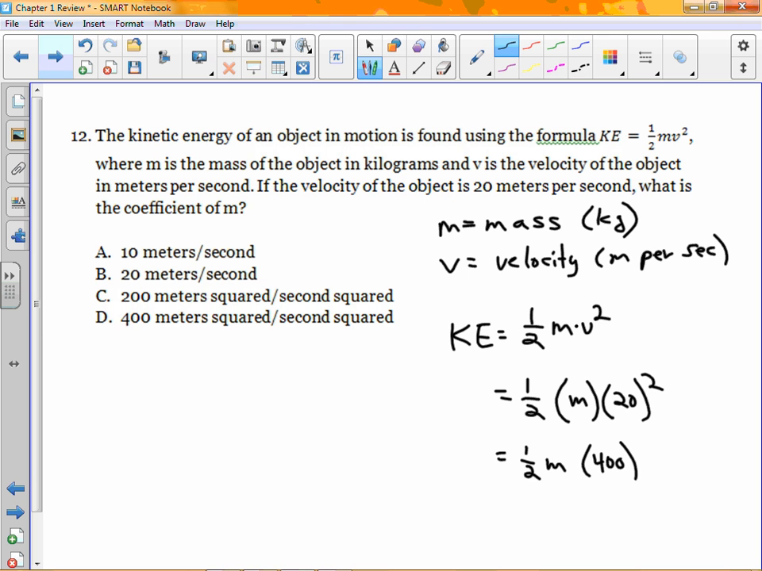Which of those numbers can you do anything with? Can you take half of m? No, you don't know what m is. Can you take half of 400? Yes. Where'd I get 400 from? What's half of 400? 200. Meters squared per second squared.